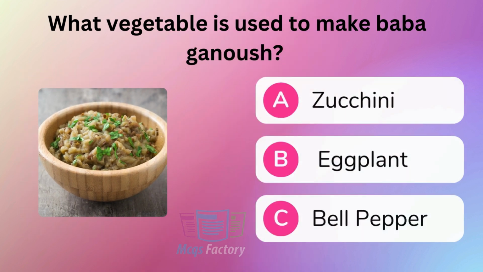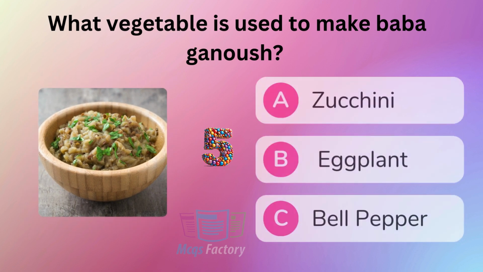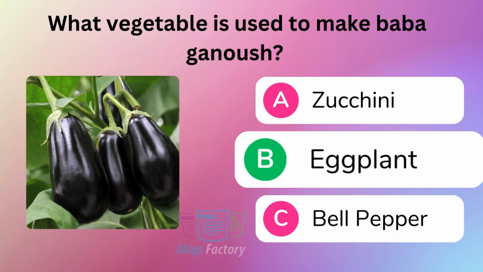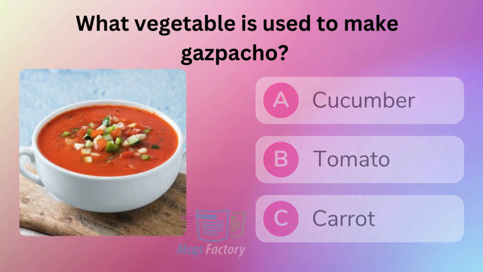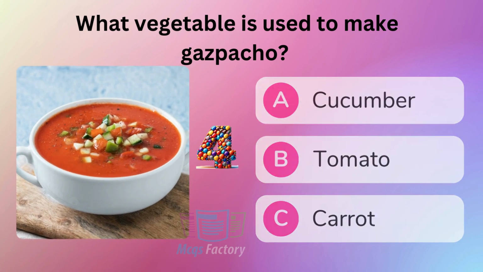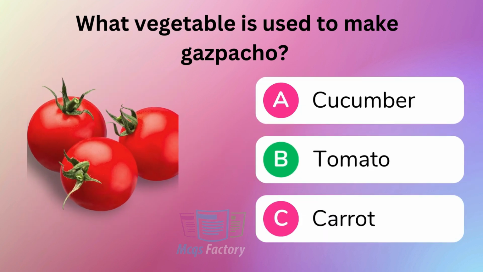What vegetable is used to make baba ganoush? Zucchini, eggplant, bell pepper. 5, 4, 3, 2, 1. Eggplant. What vegetable is used to make gazpacho? Cucumber, tomato, carrot. 5, 4, 3, 2, 1. Tomato.